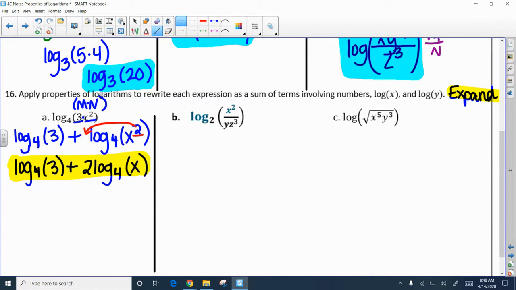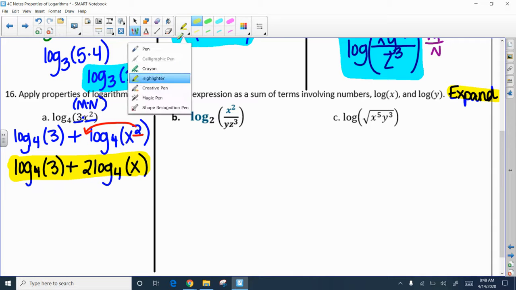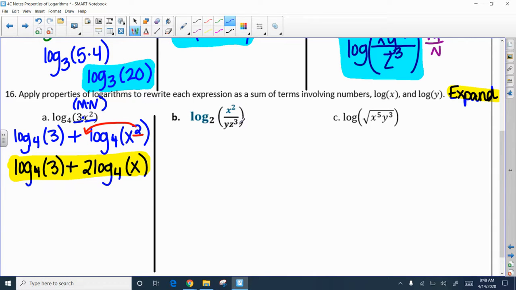So on B, notice we have actually three terms. We have x, y, and z. So that means when we are done, we're going to have three separate logarithms. So we have log base 2 of x squared over yz cubed. Now, since there is more than two terms, I am going to just do one step at a time. So the way this is written right now, this is in the form log base b of m divided by n. So the top is m and the bottom is n.